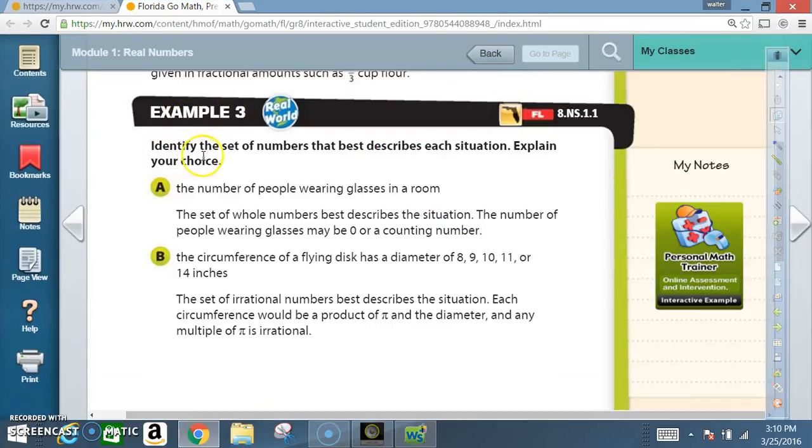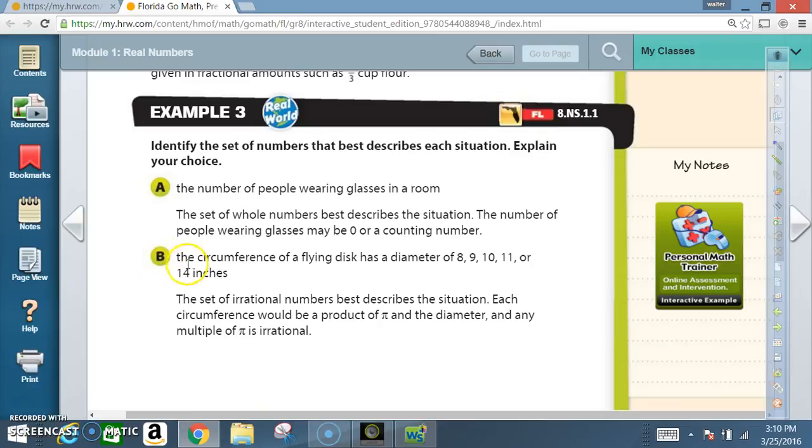Okay, example 3. Identify the set of numbers that best describe each situation. Explain your choice. A. The number of people wearing glasses in a room. The set of whole numbers best describes the situation. The number of people wearing glasses may be 0 or a counting number. So in other words, it can be 0 or greater. It won't be negative, so therefore it won't be an integer, and it won't be a fraction or a decimal, because there's no such thing as a half set of glasses or people.